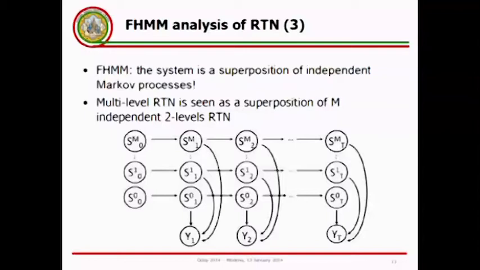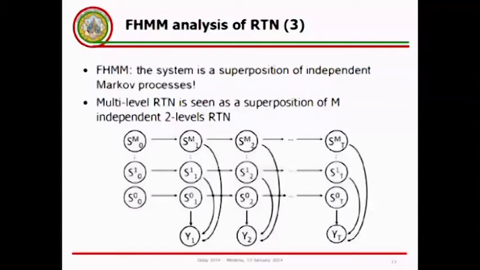Basically, the system generating the RTN, whichever it is, is seen as a superposition of independent Markov processes. Each Markov process, each Markov chain, each row, is associated to the activity of a single trap. So the output of the system at each instant of time, which is the expected value of the multi-level RTN, is actually due to the superposition of the states of many Markov chains, each of which is related to a single trap. So each Markov chain state at each instant of time can assume one out of only two values, since each row is related to a two levels RTN, which is related to a single trap.